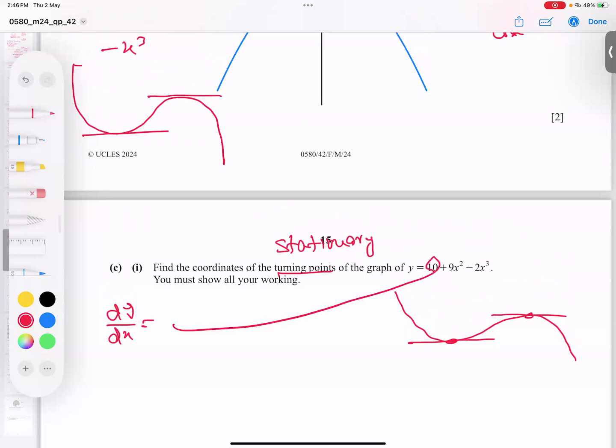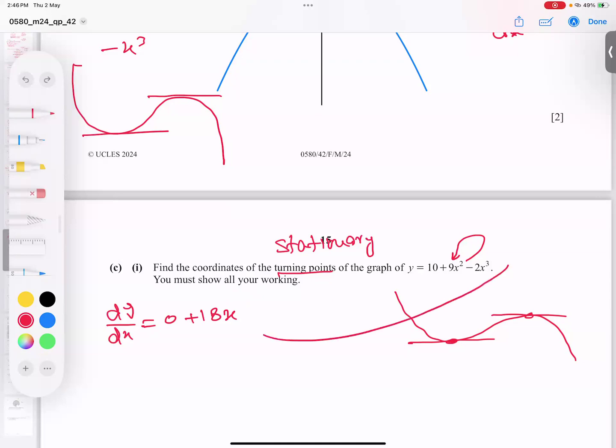A constant number alone becomes 0. And it's 9x squared, so the 2 will multiply with 9. 2 9s are 18, and the power becomes 1 less. You can write the 1 or not, no problem. This 3 multiplies down, so 3 times 2, I got 6x to the power 2. So I believe you got my point.